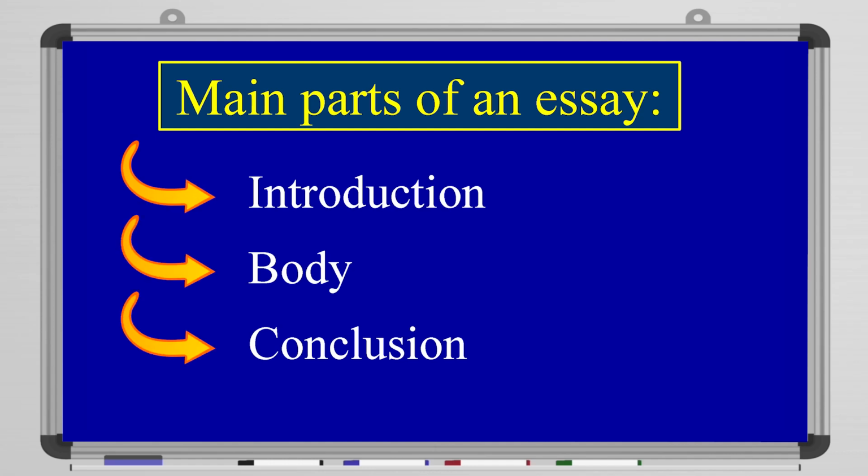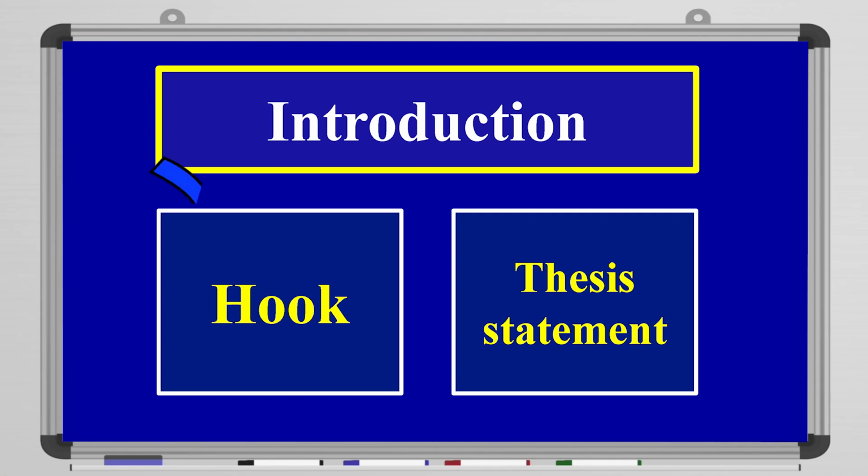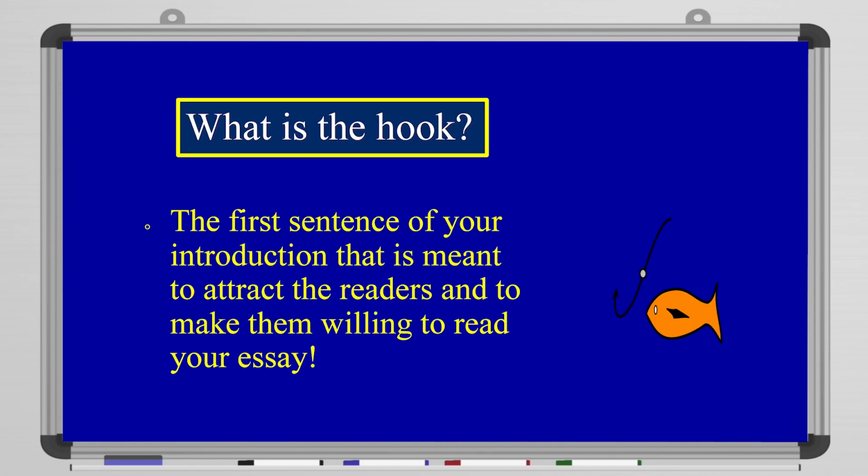Now, you may ask yourself, what am I supposed to write in the introduction? There are two main things that you should write in the introduction, two important sentences. The first sentence is called the hook, and the second one is called the thesis statement. And now you may ask yourself, what is the hook? The hook is the first sentence in the introduction. The reason we write a hook is to attract the attention of the reader.